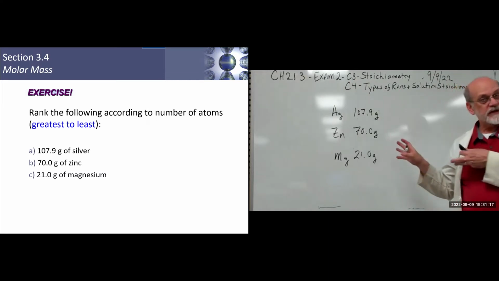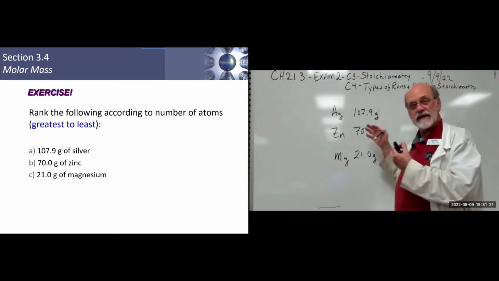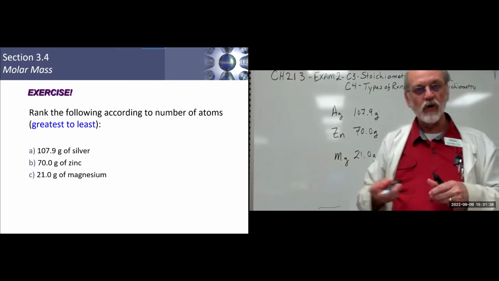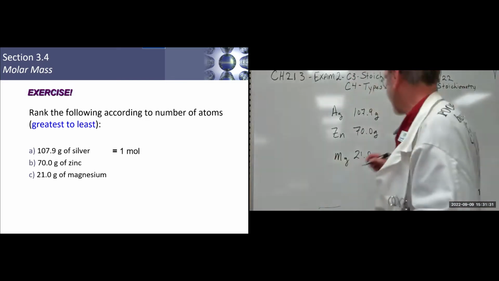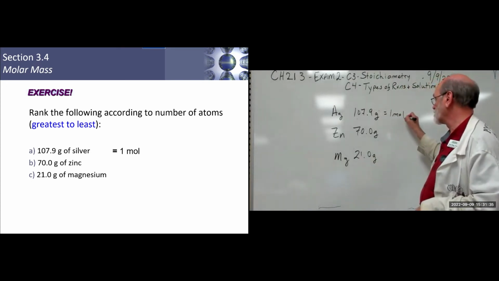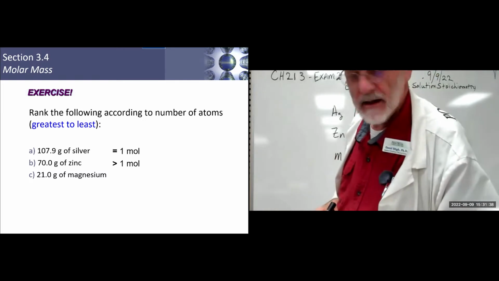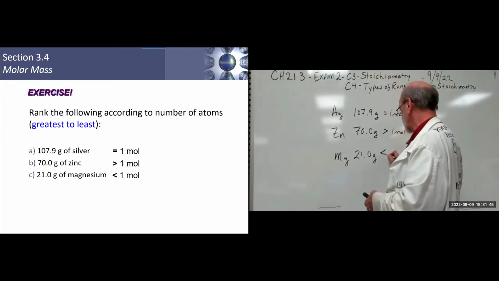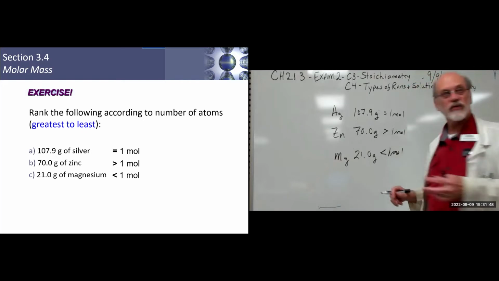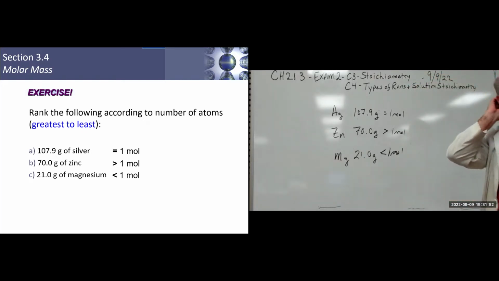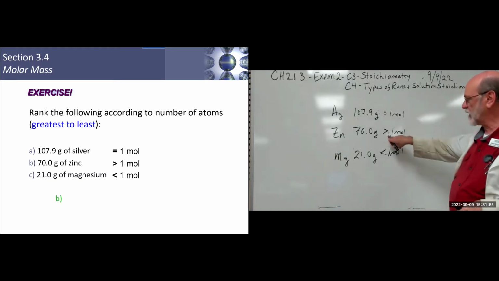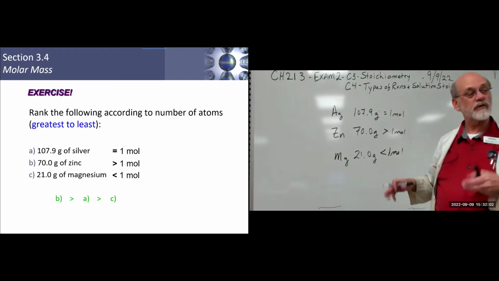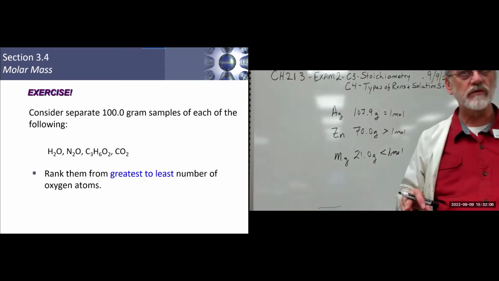So the simplest way to approach this is to say, is that equal to a mole, greater than a mole, or less than a mole? So if we look at their molar masses, silver would be exactly a mole. Okay. Zinc, 70. That's greater than a mole. And magnesium, well, we know it's 24, so it's less than a mole. Now you can put them in order. Numbers of atoms, right, from greatest to least. So the greatest would be greater than the mole, zinc, and then silver, and then magnesium. Okay, so we've compared different masses simply by comparing them to how many moles there are.